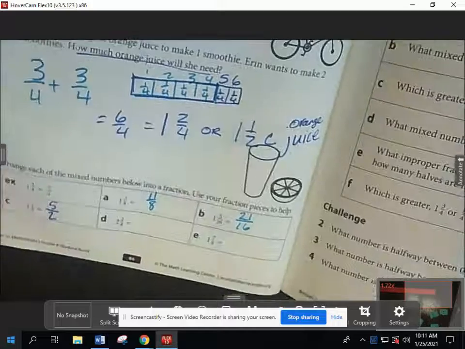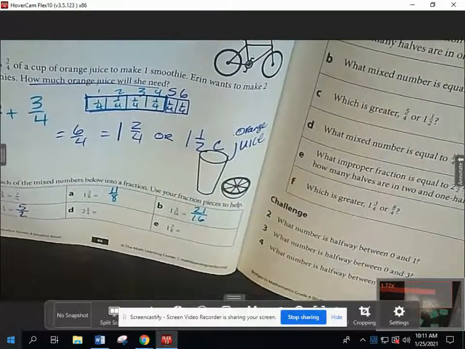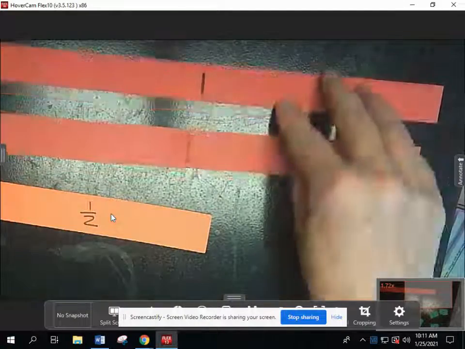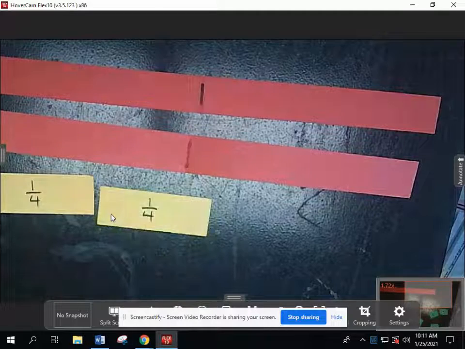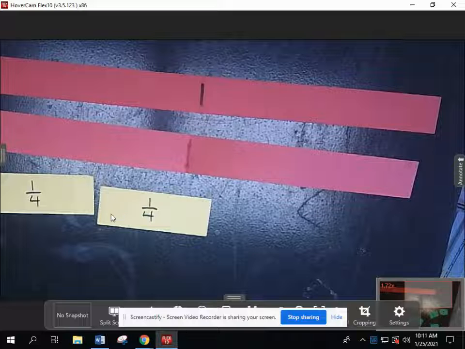So there we go. Who can pronounce our next fraction, letter D? David? 2 2/4. 2 and 2/4. We'll look at that. I still have my 2, and I have to get 2/4. This is our fraction, like if it was licorice or something.